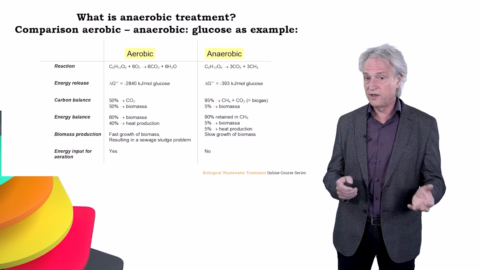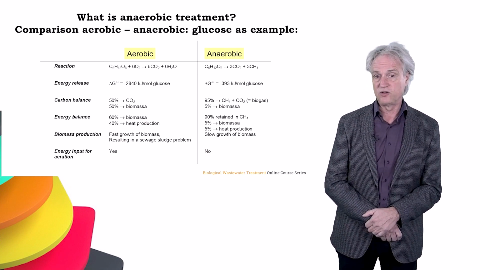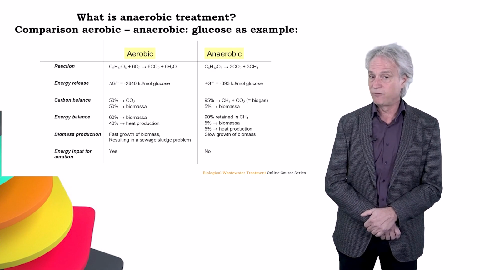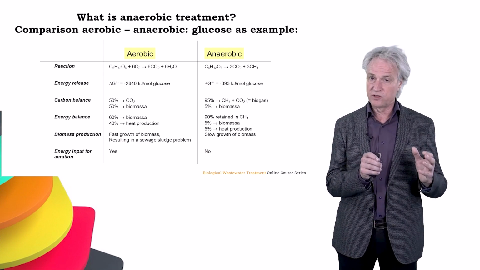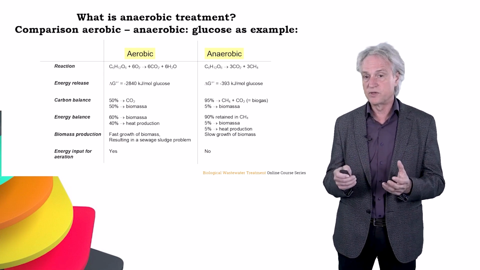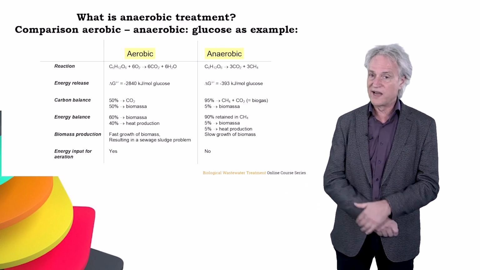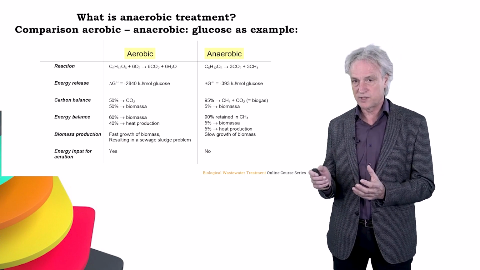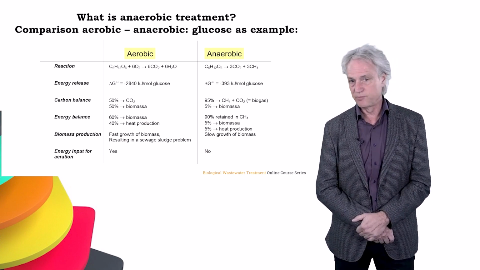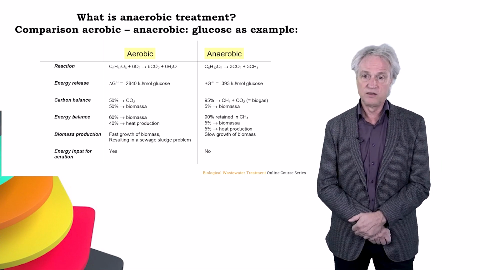If you then compare the energy balances, we can calculate that about 60% of the energy content goes to the biomass and 40% of the biochemical energy content of the compound is lost in heat production. And that is different in anaerobic conditions where 90% of the biochemical energy content is retained in the end product methane. And 5% of the energy content goes to biomass and only 5% is lost as heat.